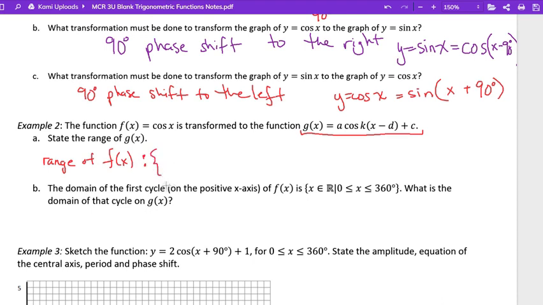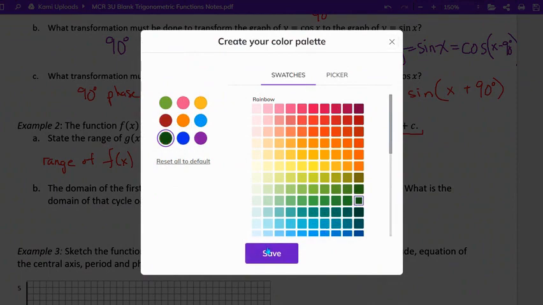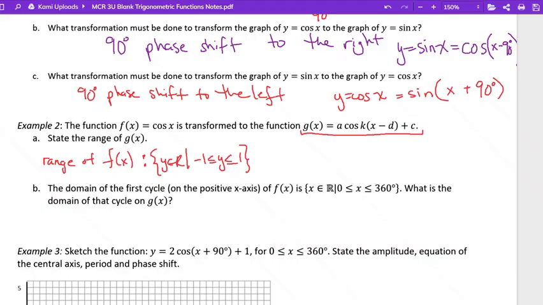Well, we know that a regular cosine function is continuous, and it goes from -1 to +1. Right, that's what we know. That's our baseline. All right, we're good with that. That's the basic range, right?